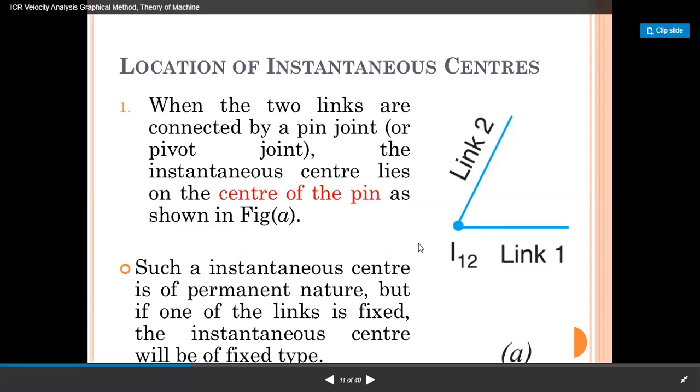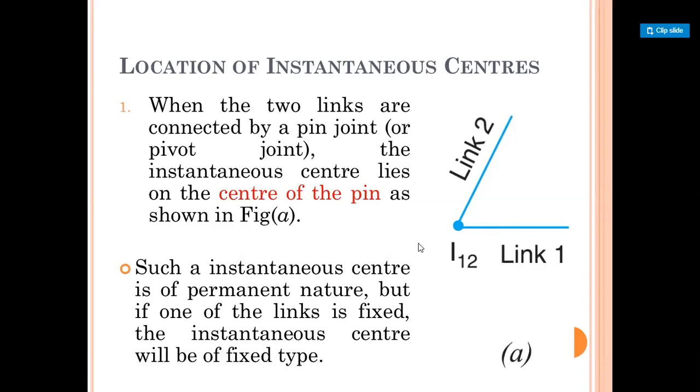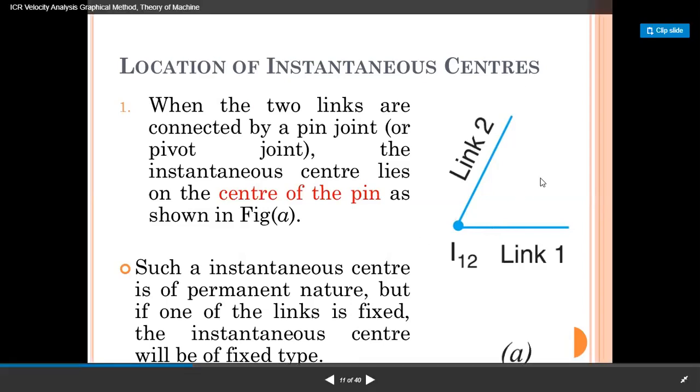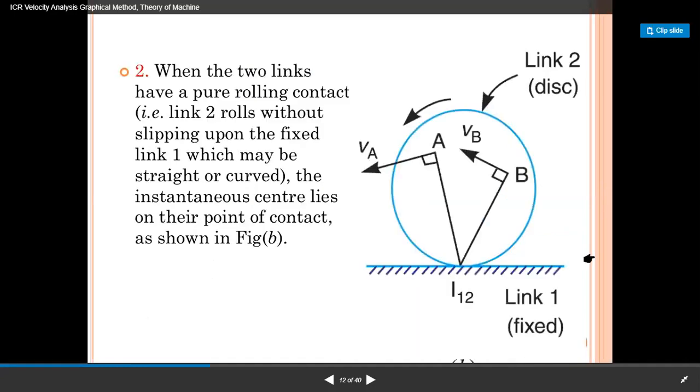Such an instantaneous center is of a permanent nature. But if one of these links is fixed, the instantaneous center will be of fixed type, right? Both these links are movable and have relative motion with each other, so this instantaneous center is a permanent instantaneous center. If one of these links is fixed, if link number 2 or link number 1 is fixed, then the instantaneous center which we get is called a fixed instantaneous center.